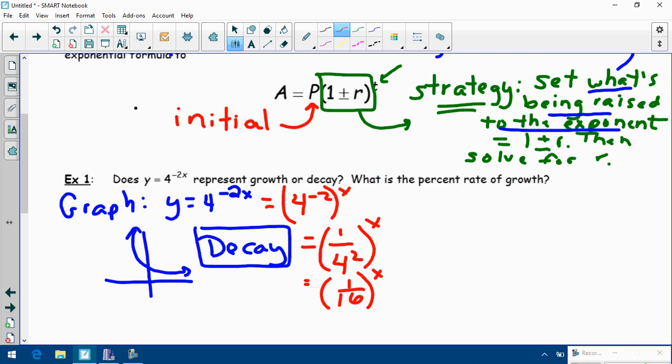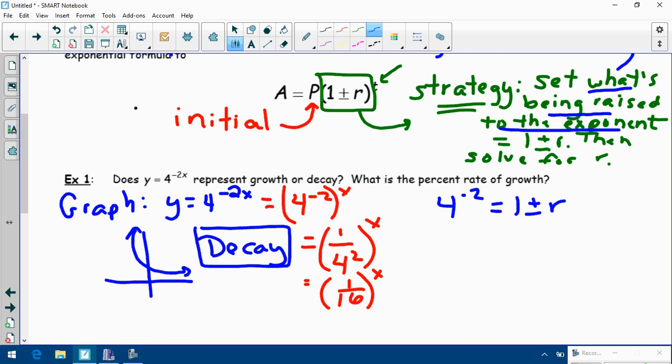Okay, so now the second part. What is the percent rate of growth? So that's what I was talking about with this strategy. Set what's being raised to the exponent equal to 1 plus or minus r. I should have said what's being raised to the exponent of x, because 4 to the negative 2 is really what's being raised to the x. So I don't set 4 equal to 1 plus or minus r. I've got to set 4 to the negative 2 equal to 1 plus or minus r. So it's this stage where I set what's being raised to the x equal to 1 plus or minus r.